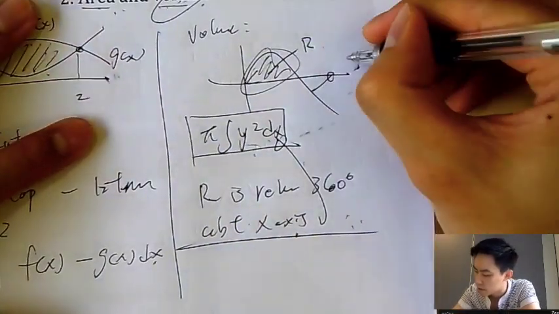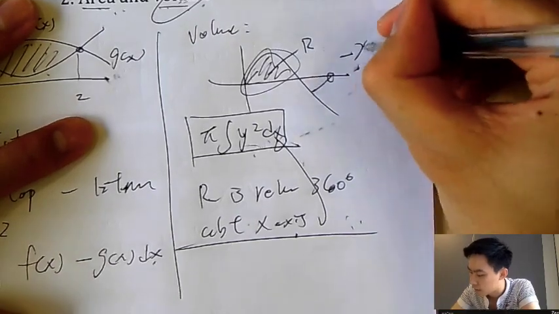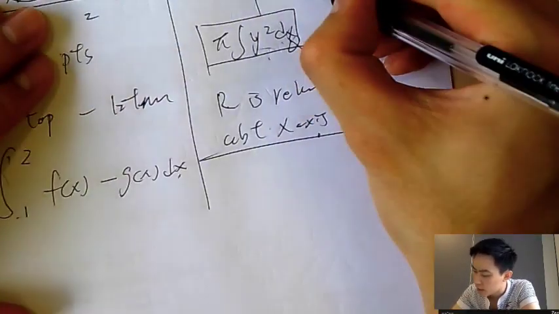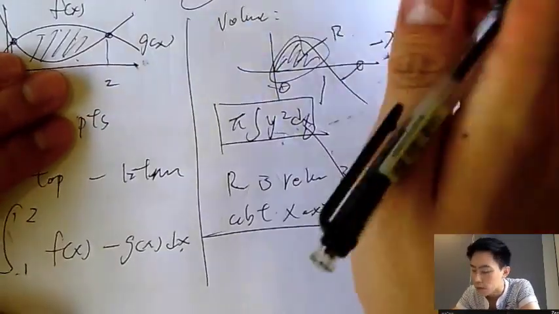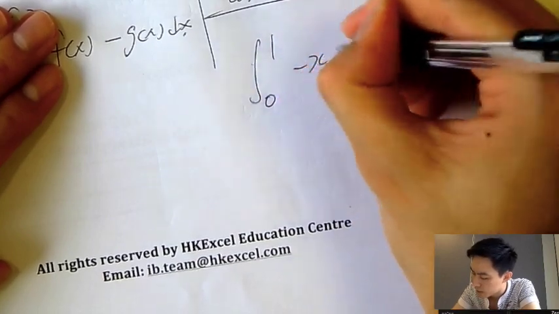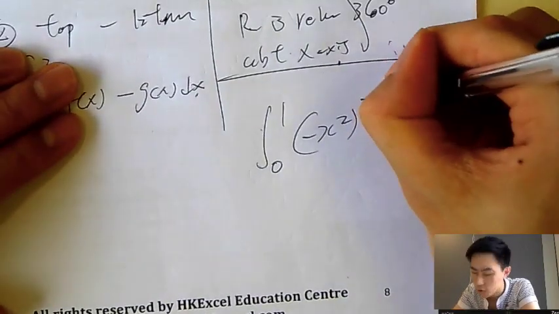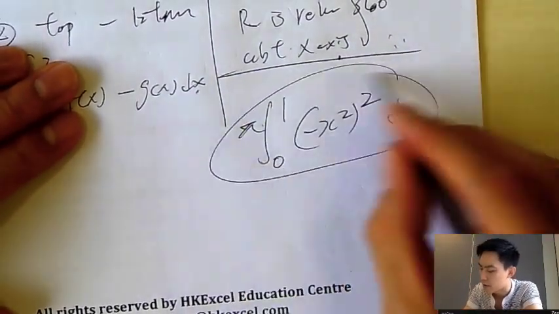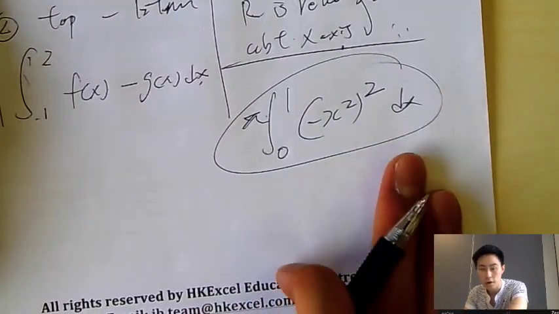So let's say f(x) is equal to maybe negative x squared, and this one is from 0 to 1. So how do you find the volume of this? Then you just need to know it's integration from 0 to 1 of minus x squared to the power of 2 dx, and then add a pi here. So pi y squared dx.